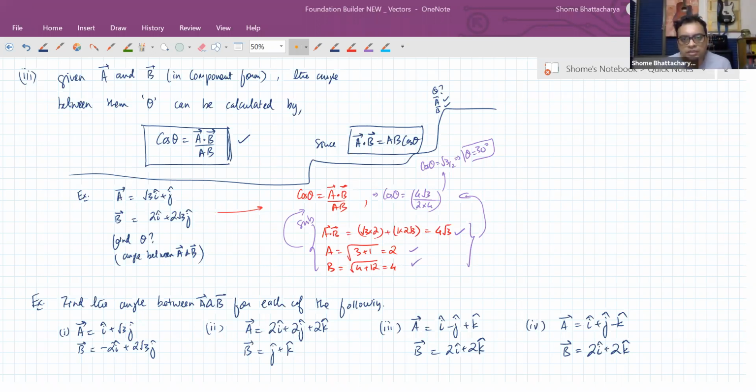Okay, students, let's check out the answers. So yes, the first one, you can see that cos theta is a negative quantity in the first one. Okay, so theta cannot be an acute angle; it has to be an obtuse angle. So that's the first thing you have to check.